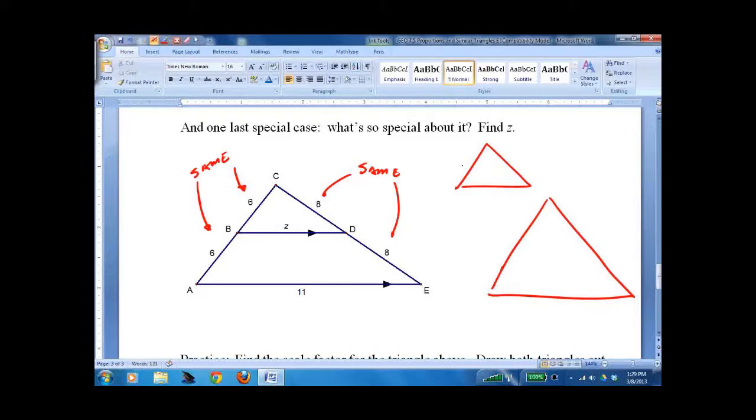If it helps, break it out. So you can tell by looking at this, it's 2-to-1. 12 over 6 equals 2. Or you can say 1/2. 6 over 12 equals 1/2. Doesn't really matter. As long as you keep it straight, big to small. So how do you get from 11 to Z? That's the smaller triangle, so Z equals 11 over 2.